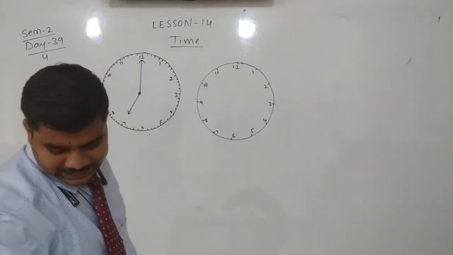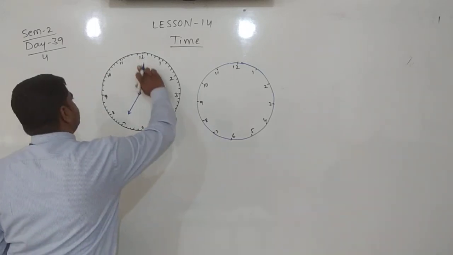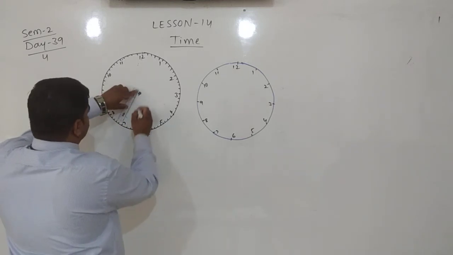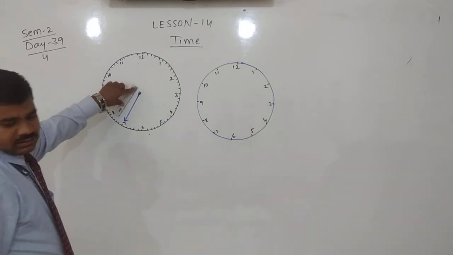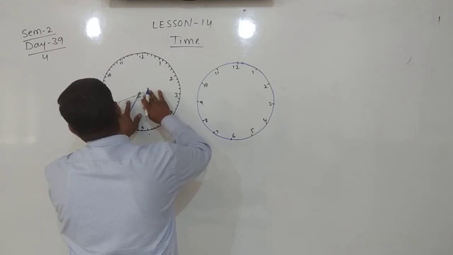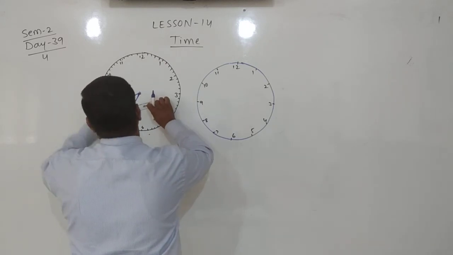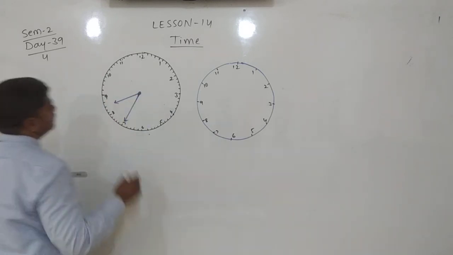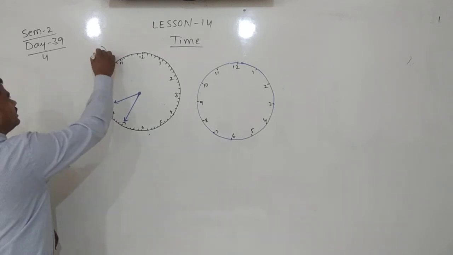Yes, G, the minute hand is pointing at 7. This is G, the minute hand is pointing at 7, the longest hand, and our hour hand is, yes, just a little before 9. Here the hour hand, this is the minute hand.